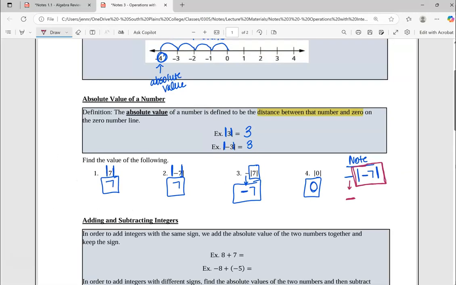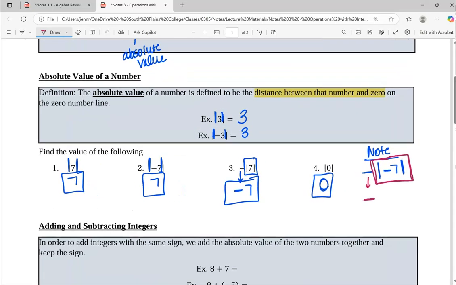Well, whoops, I'm jumping around a little bit. The absolute value of -7, without that box around it, is +7. And the negative in front comes down for a final answer of -7. So that's a good one to note because you might see it pop up again.